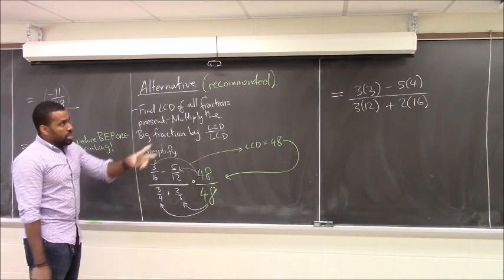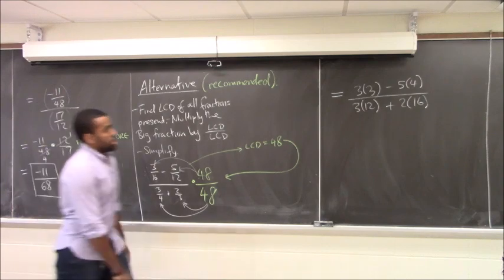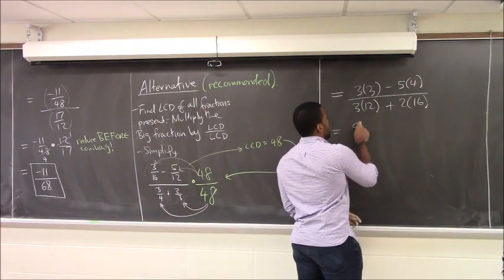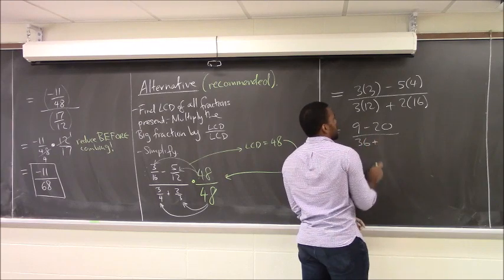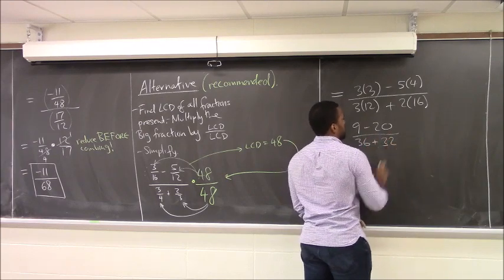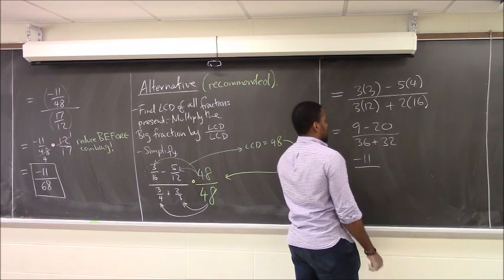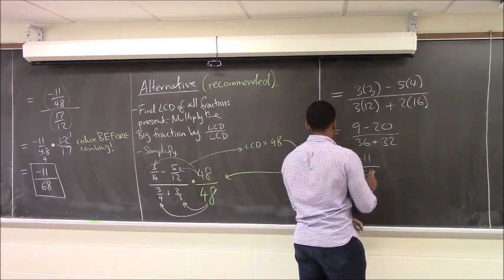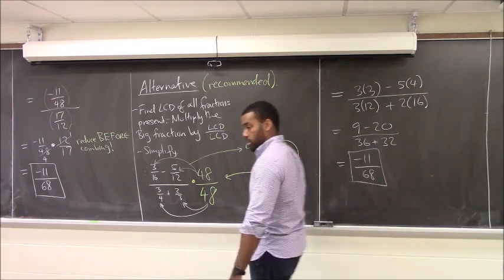So notice here we get to a simpler fraction in one step, right? And now it's just a matter of multiplying these guys out. So that's 9 minus 20 over, that would be 36 plus 32. That's minus 11 over 16, which, as you can see, was the same thing.